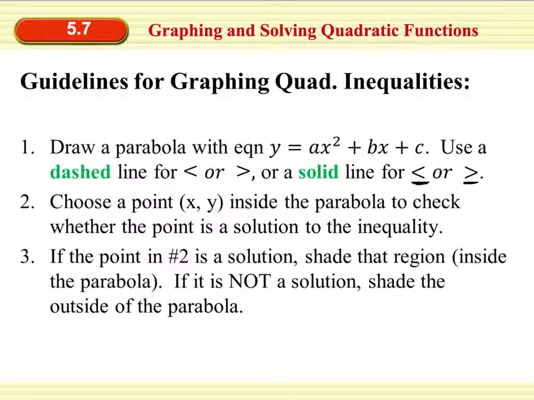Once we've done that, we're going to choose a point, which is going to become our test point. I typically will choose a point that's inside of the parabola, and we're going to check whether or not it's a solution. If it is a solution to the inequality, or if it makes the inequality true, then I'm going to shade on the inside. If this point does not make my inequality true, then I'm going to shade on the outside of my parabola.